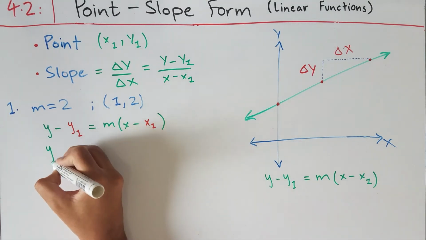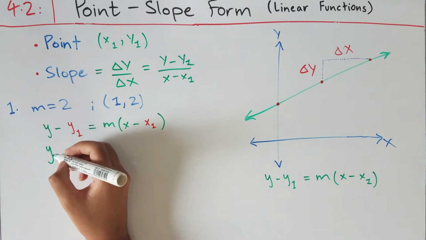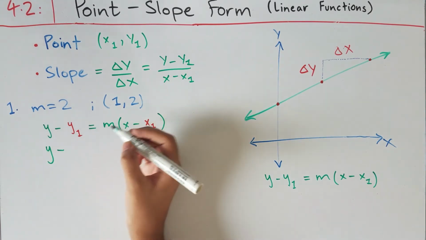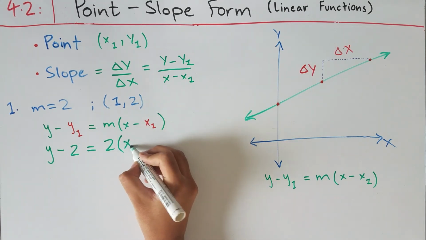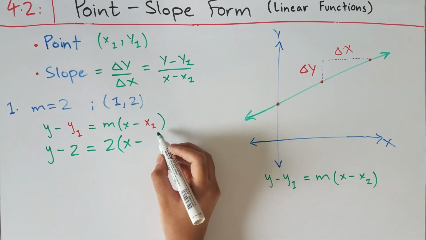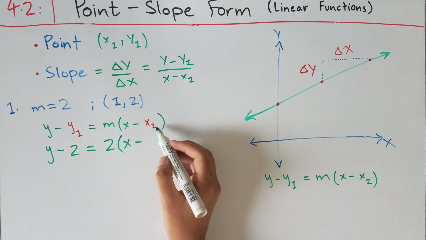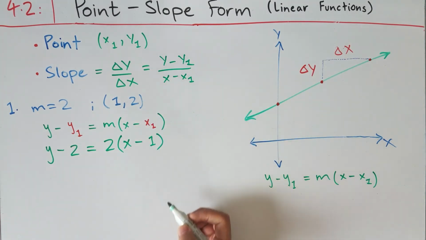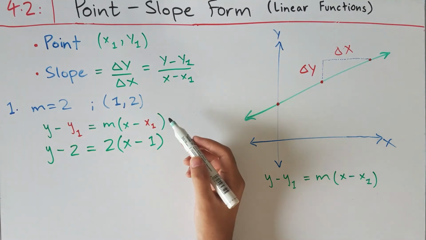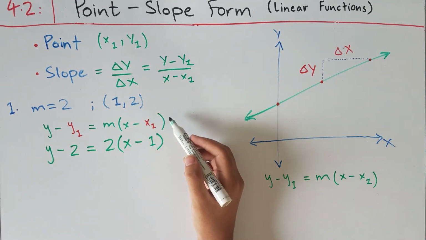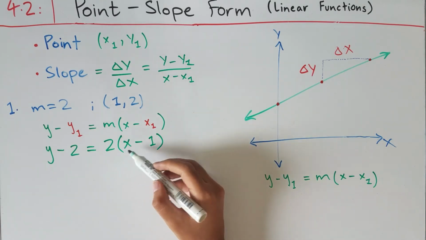We know that y is going to remain there as it's our dependent variable, minus y1, which is 2 in this point, equals m, which is 2, times x, which is our independent variable, minus x1 with the subscript, and our x1 in this case is 1. So the function that we get in point-slope form, given these two constraints, m equals 2 and the point 1, 2, is y minus 2 equals 2 times x minus 1.